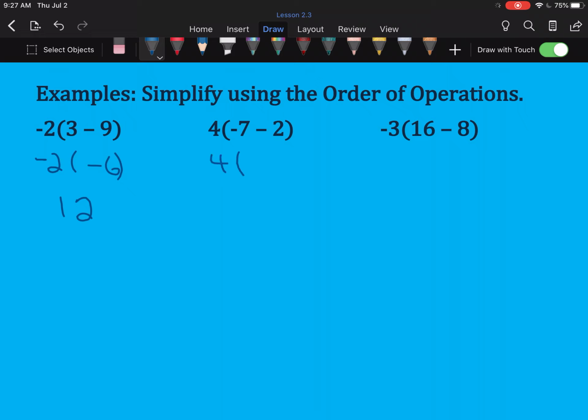Next up, negative 7 minus 2. Those have the same sign, so keep it and add. That's actually negative 9. And 4 times negative 9 is negative 36. Different signs, that's why it's negative. And here we've got negative 3 times 16 minus 8, which is just 8. 3 times 8 is 24. Those have different signs, so it's negative.